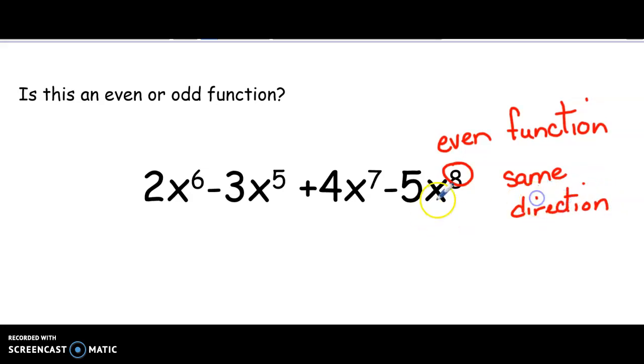And just a hint, our largest exponent has a negative in front of it for the leading coefficient, so this one will definitely, both ends will point down.